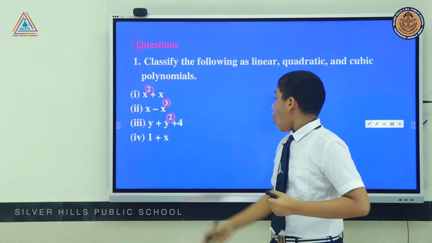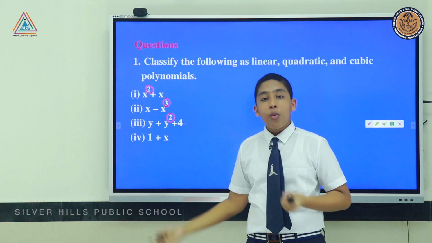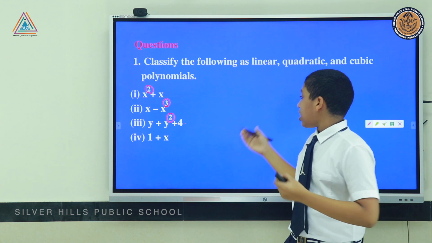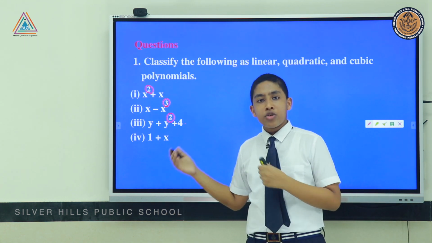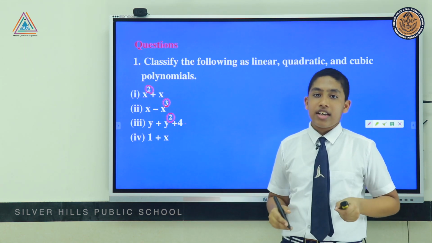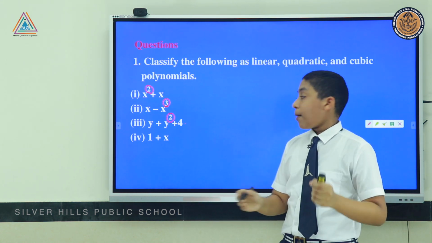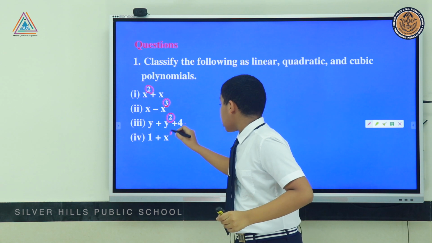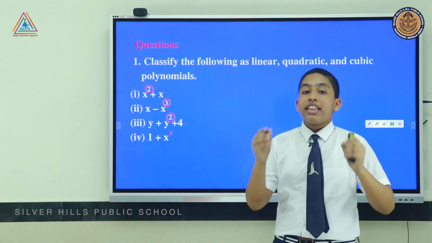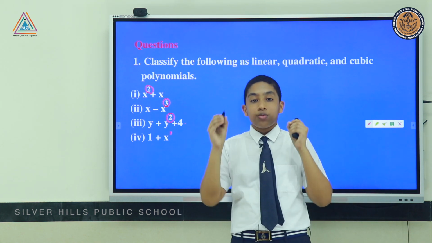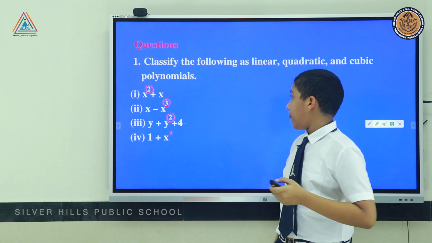And the fourth, 1 plus x. What do you think this is? There are no powers given here. So, which type of polynomial do you think it is? It is a linear polynomial because we will take the power of x as 1. So, such type of polynomial that has the power of the variable as 1 is known as a linear polynomial.